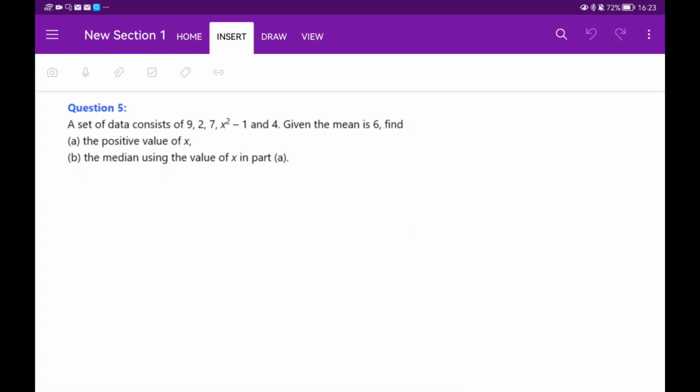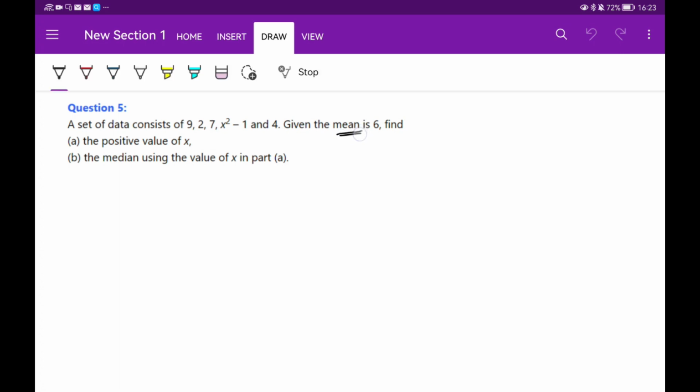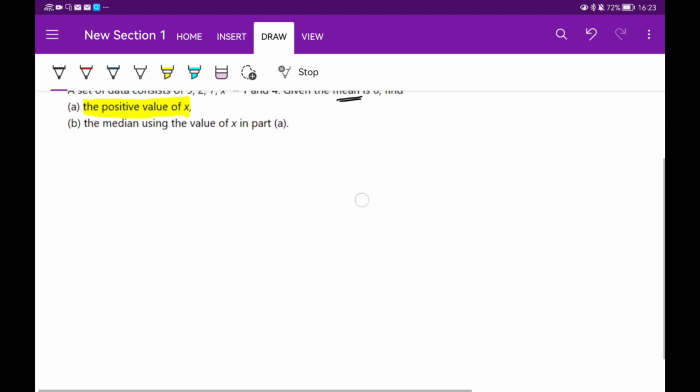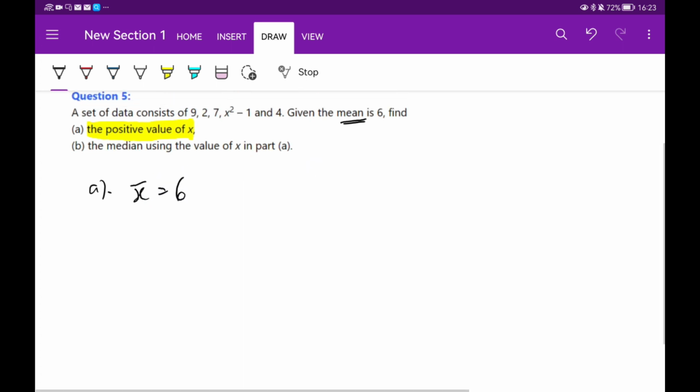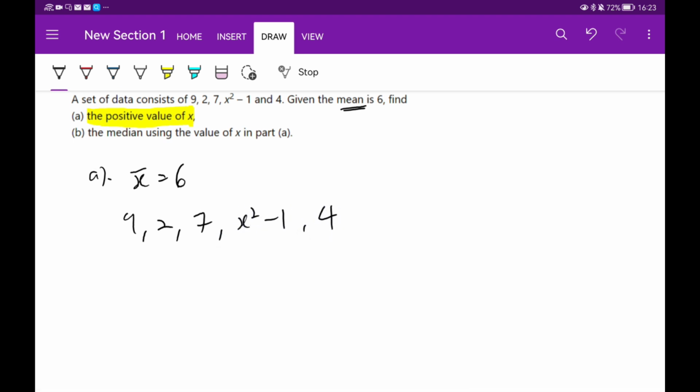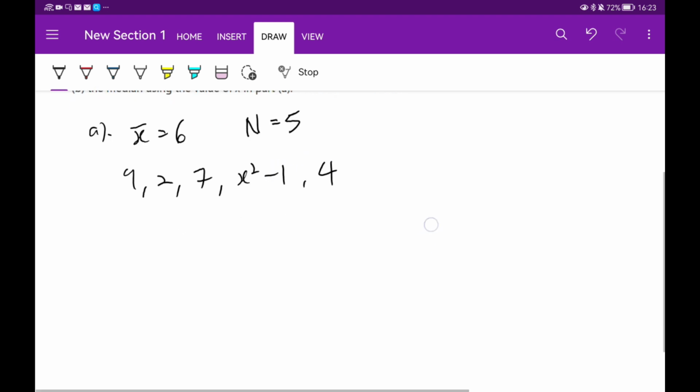So let's move on with question 5. A set of data consists of 9, 2, 7, x squared minus 1 and 4. Given the mean is 6, find the positive value of x. Alright, so we know the mean is 6, and we have 9, 2, 7, x squared minus 1 and 4. So n is how much? 1, 2, 3, 4, 5. n is 5.